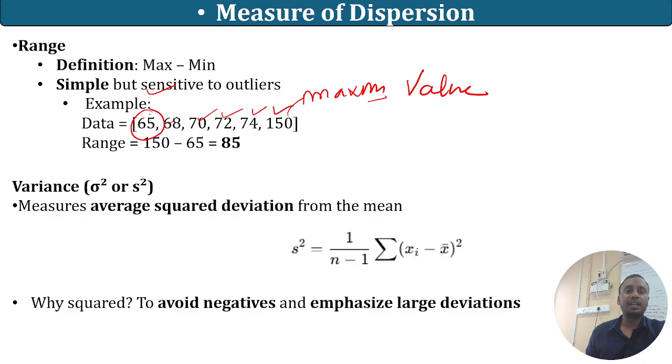Then the minimum value we have at this one. So the range will be 150 minus 65, which is 85. So we can see what the range of the data is. We should be knowing that.